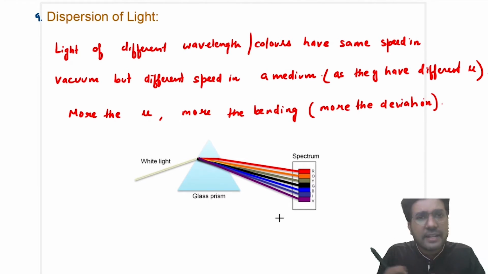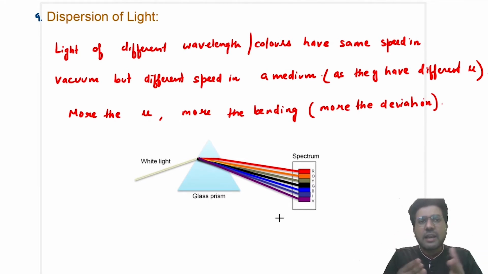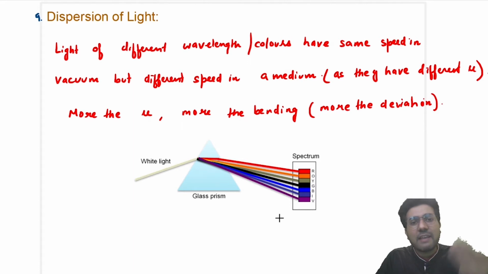This we will study in detail in refraction: how the light bends when it travels from one medium to another. Because all the colors have different refractive indices, they will bend differently. The more the refractive index, the more the bending or deviation. So red light will deviate the least, and violet light, which has the maximum mu, will deviate the most.